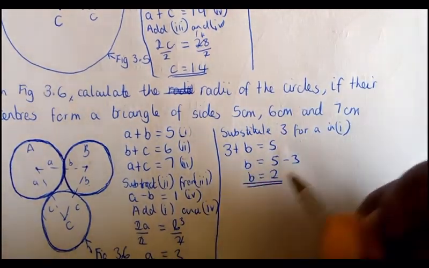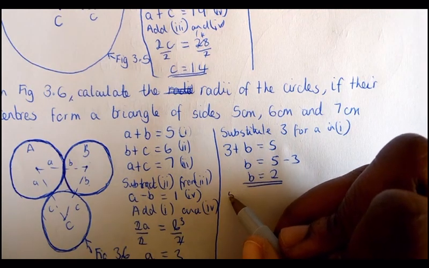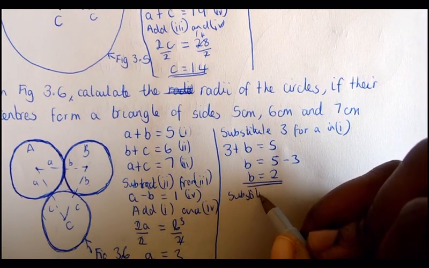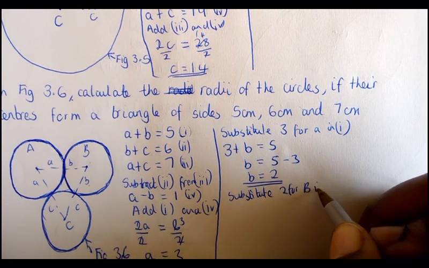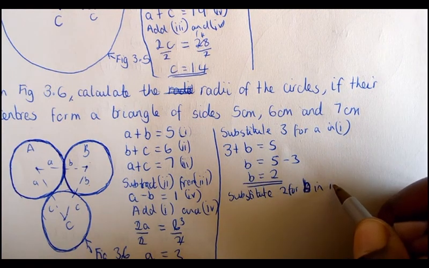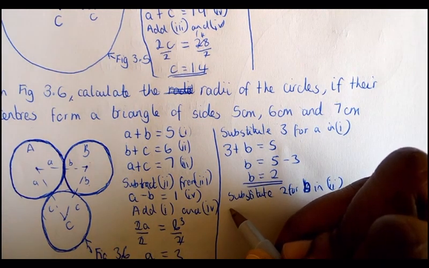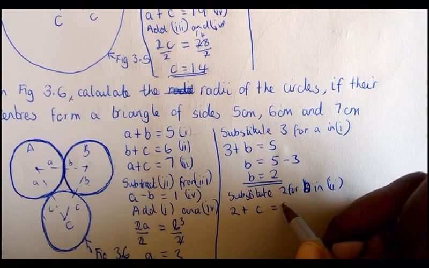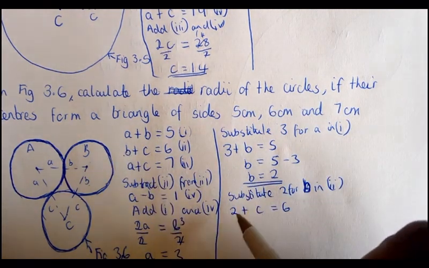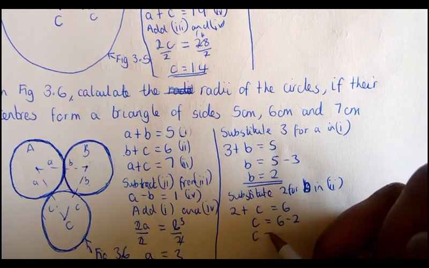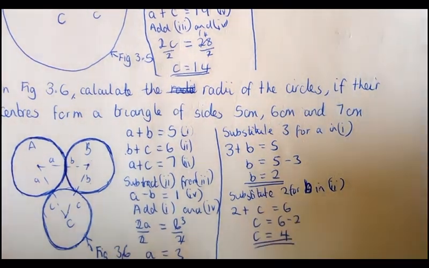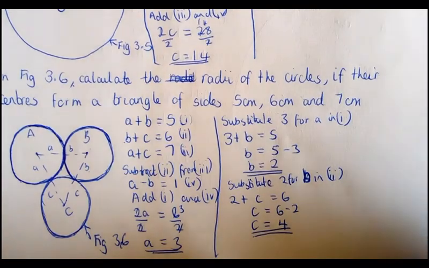Now we have A and B. So the next thing is we substitute 2 for B in equation 2. It becomes 2 plus C is equal to 6. Instead of B, we just wrote 2. So it becomes C is equal to 6 minus 2. So C is equal to 4. Like this. So we can check our answer.